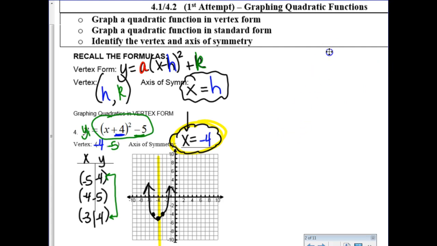If I asked you for domain and range, you should be able to come up with those. It's always good to practice, though. Let's come up with this anyways. Domain of every quadratic function is going to be -infinity to infinity, because it stretches forever left and right. And the range on this graph starts as low as -5 and then goes up forever. So bracket -5 to infinity.